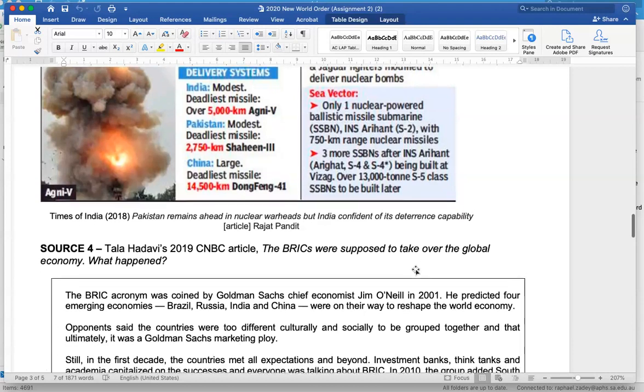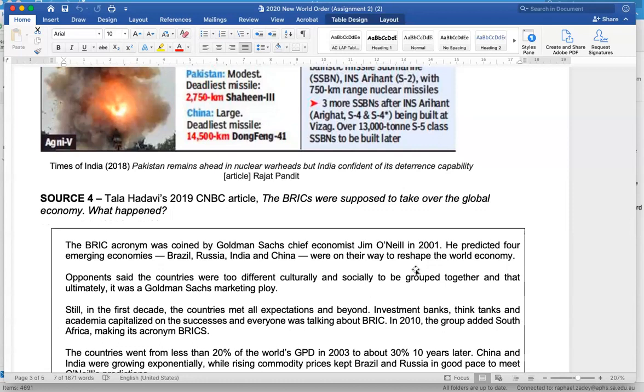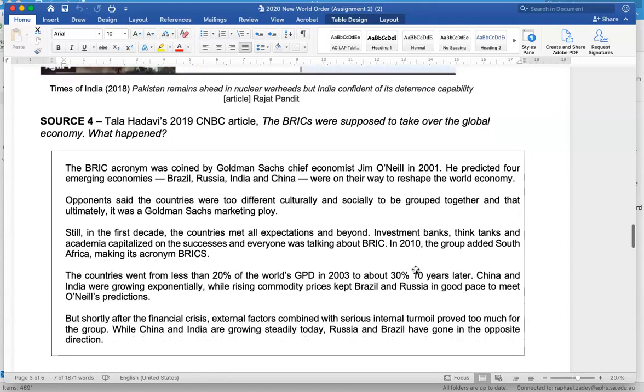To what extent? Now remember, to what extent means to what extent do they support each other, but also to what extent do they differ? These are the 3 sources. Source 4 is an article from CNBC in 2019, talking about how the BRICS states were supposed to take over the global economy, and obviously something happened. It didn't occur.